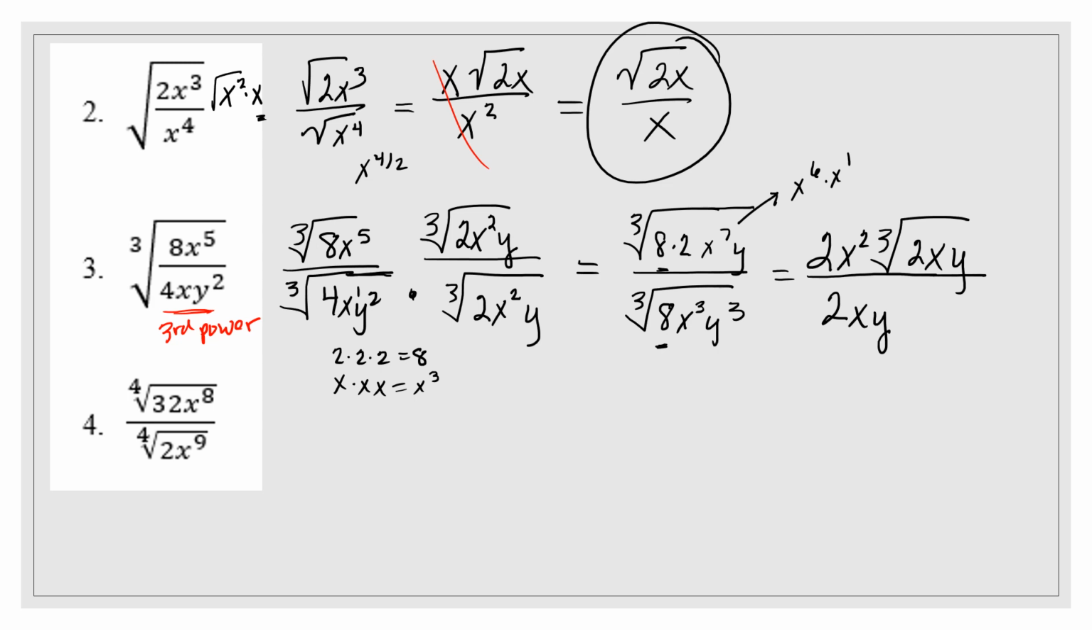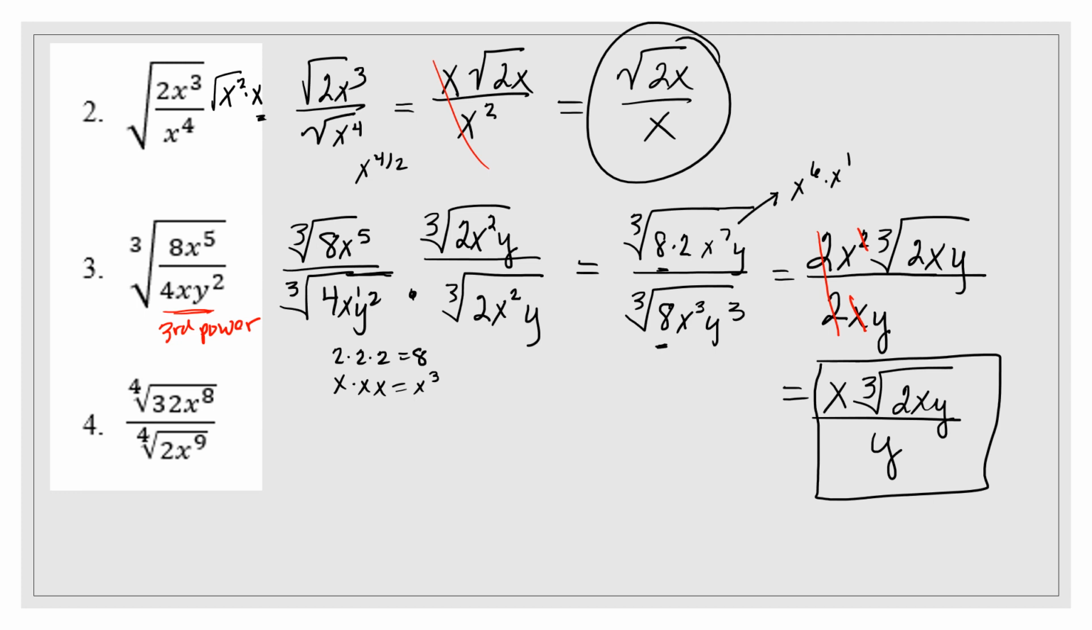Now let's look to see what reduces. 2 over 2, good. And x squared over x, I can reduce an x in both numerator and denominator, and the y will stay there. So our final simplification of this leaves me with just an x in the numerator, the cubed root of 2xy all over y. That one was really kind of beefy, wasn't it?